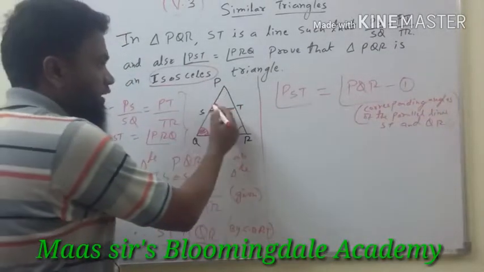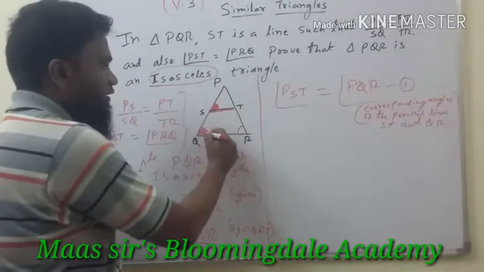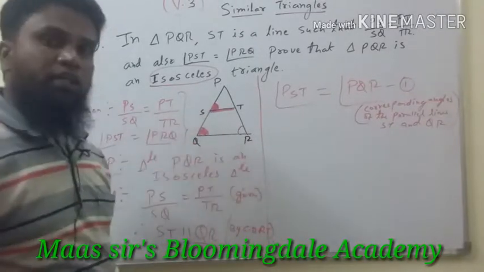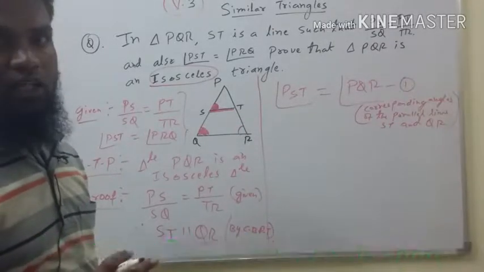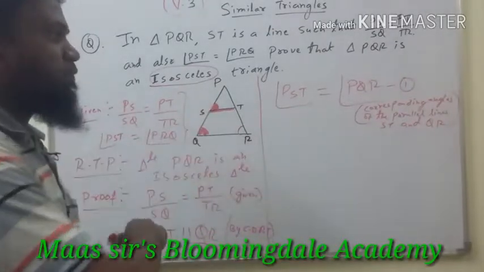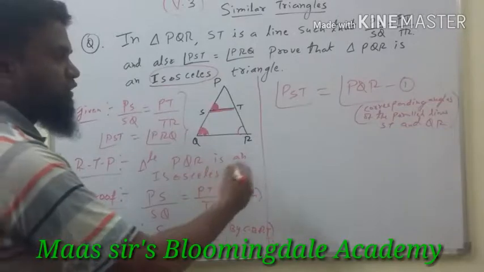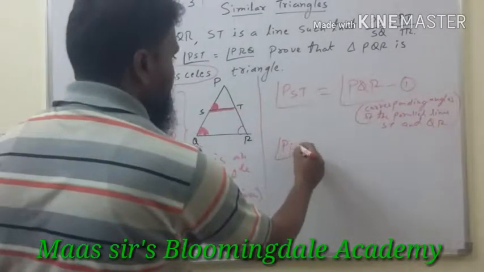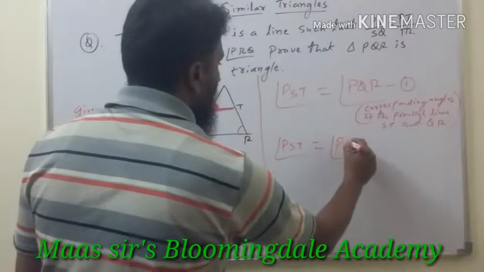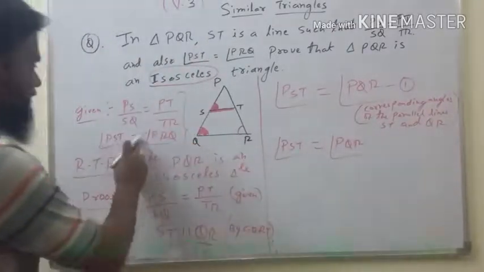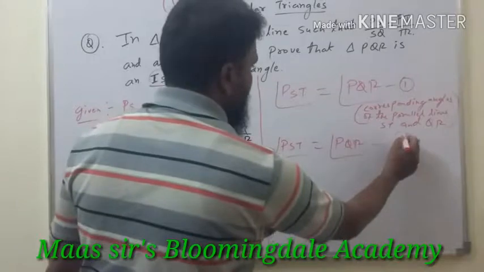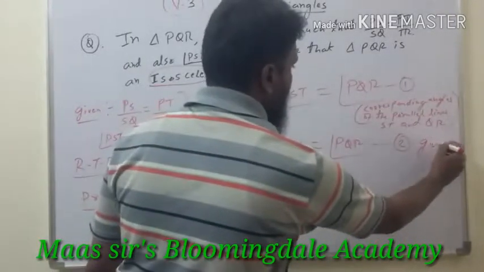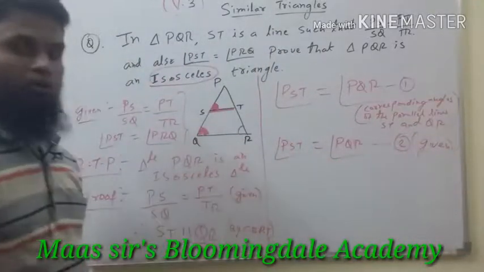All of you know it is one of the properties of parallel lines. This angle and this angle are always equal. These angles are known as corresponding angles. So I am getting one equation. Similarly, you can write angle PST is equal to angle PRQ. This is your second equation. Why are you writing that? Because it is given in the problem.